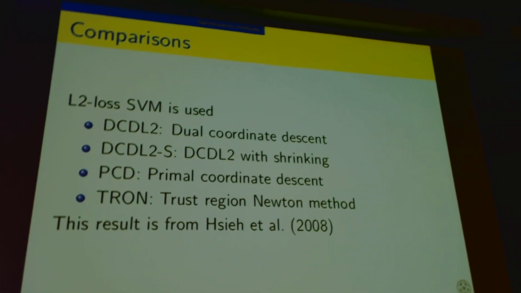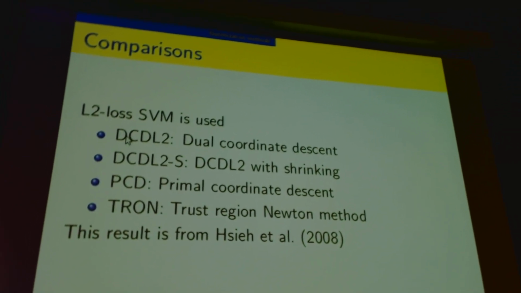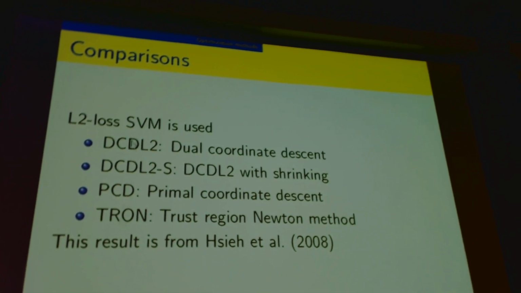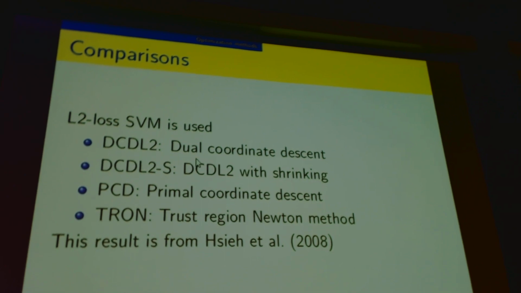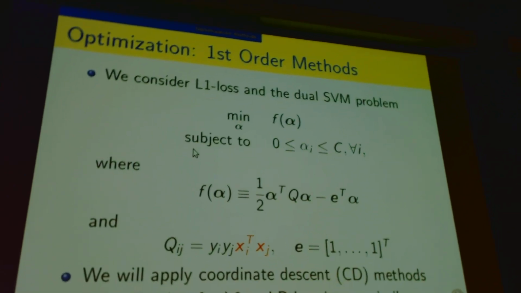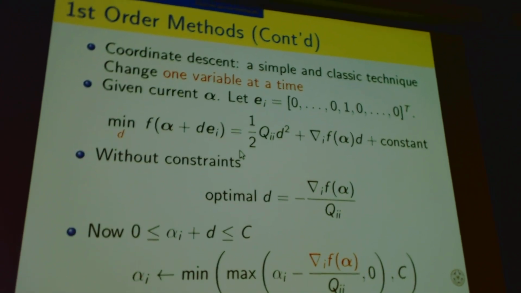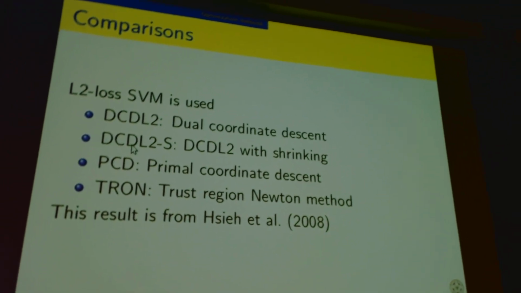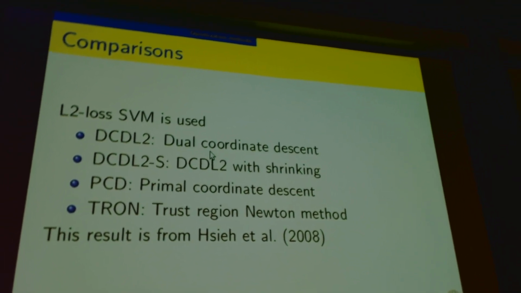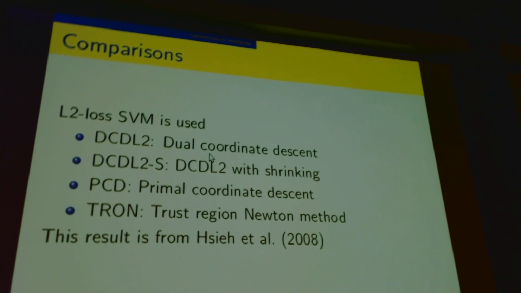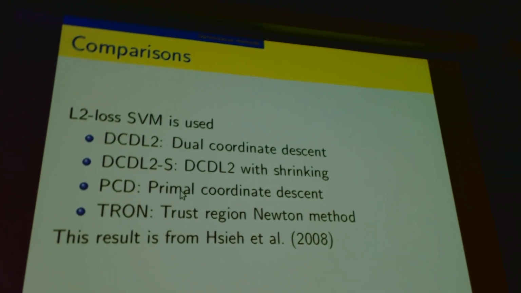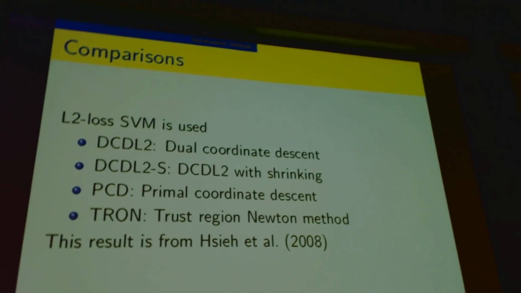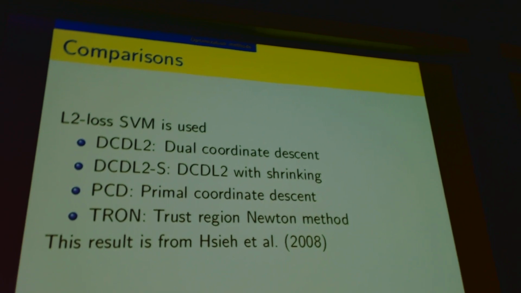Now let's do some comparisons. So let's try these L2 loss support vector machines, and I compare a bunch of methods. The first one is called the dual coordinate descent method. That's the method I just mentioned. We solve the dual by using this coordinate descent approach. The second is actually a slight improvement of the dual coordinate descent method. The third one is also a coordinate descent method, but it minimizes the primal problem. By primal problem, I mean the original problem of w.